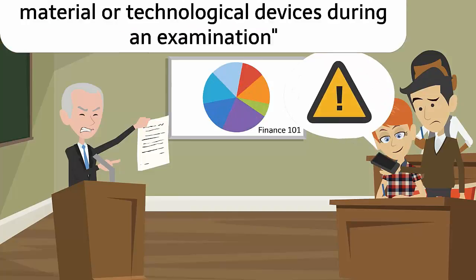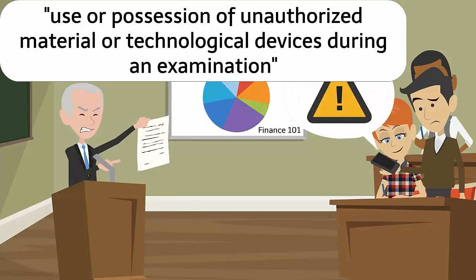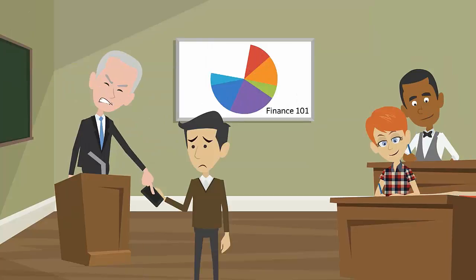Unfortunately for Mike, he is guilty of a violation of the Code of Conduct. The Code of Conduct defines use or possession of an unauthorized material or technological device during an examination as cheating. It doesn't matter that Mike did not use his smartphone to find answers to the exam questions. Simply having the unauthorized smartphone out during the exam means that Mike is guilty of cheating. In this case, Mike should have checked with the instructor to determine if he was authorized to use the smartphone during the exam.